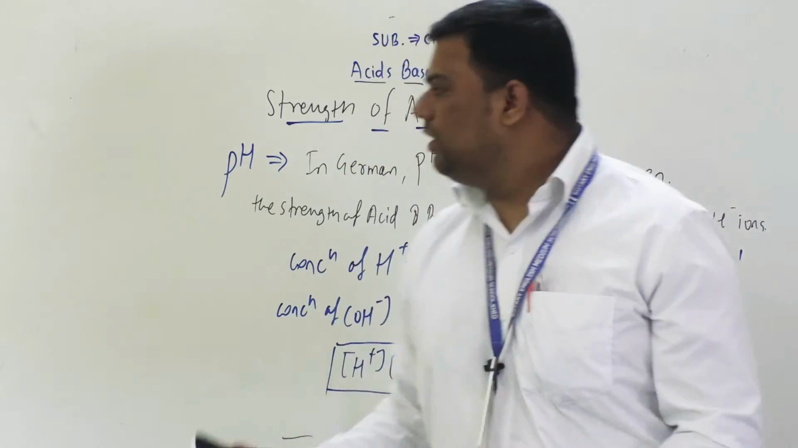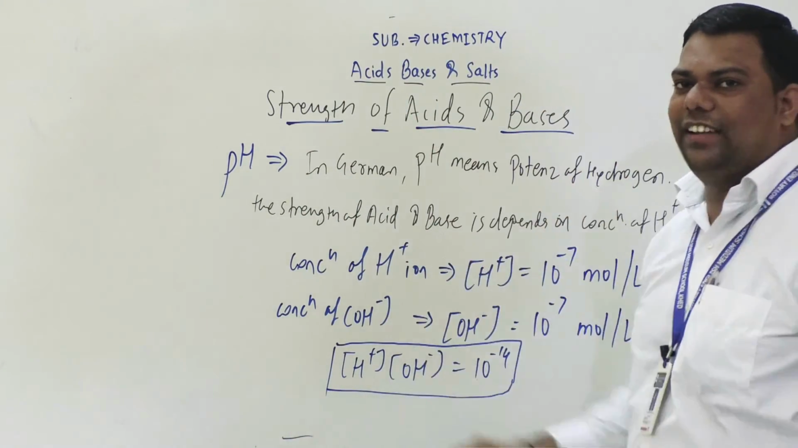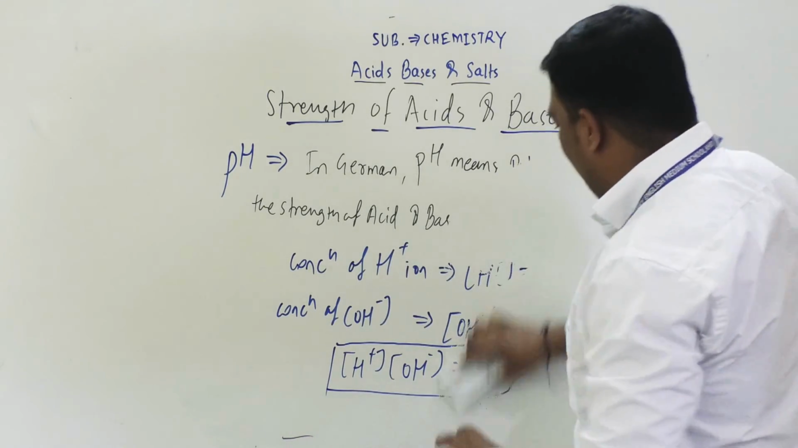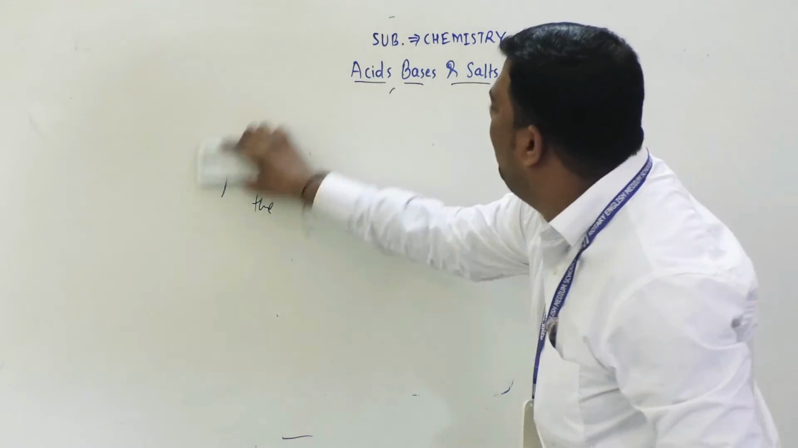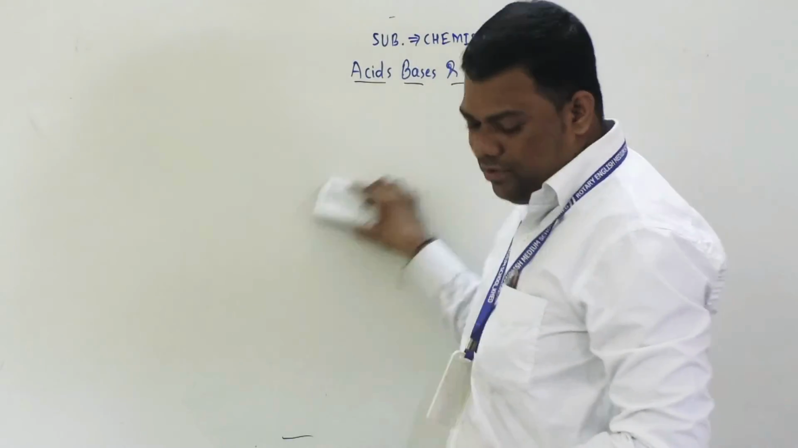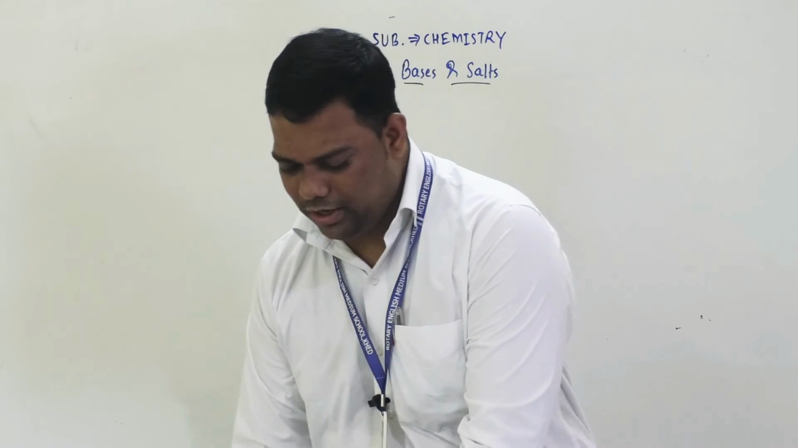Now we will discuss the pH scale, so concentrate on our next part also. The pH scale generally runs from 1 to 14. So concentrate carefully on this point.